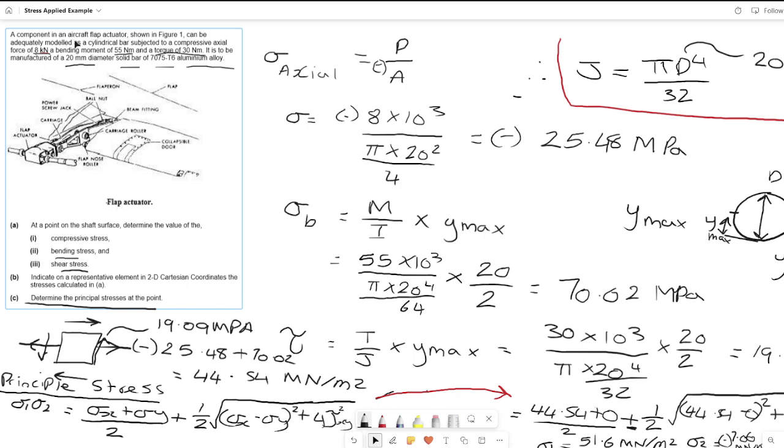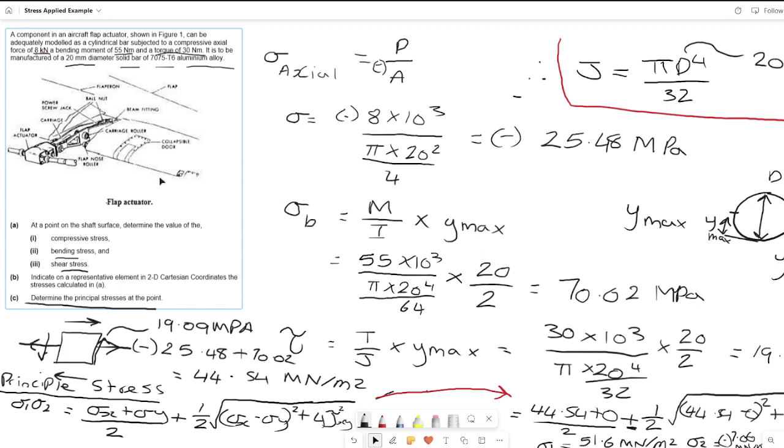So I've got an example here where we've got a flap actuator, which is shown in figure 1. It's been modelled as a cylindrical bar and it's subjected to a compressive axial force of 8 kilonewtons, a bending moment of 55 newton meters, and a torque of 30 newton meters. It's being manufactured out of a 20 millimeter diameter solid bar in grade 7075 T6 aluminium alloy.